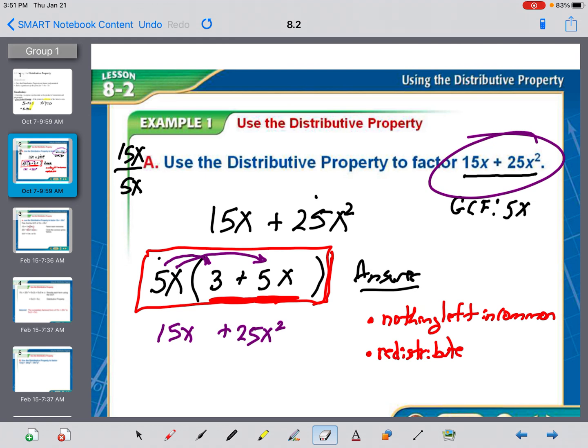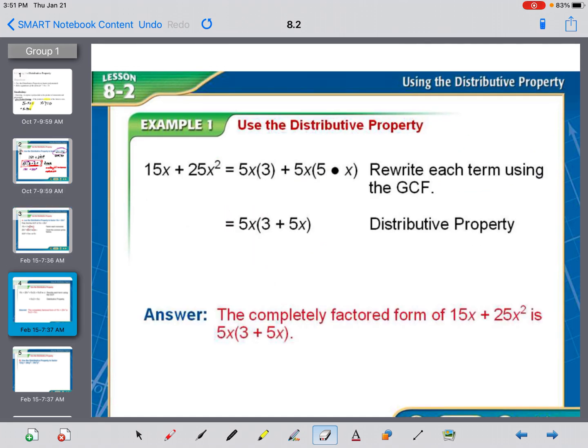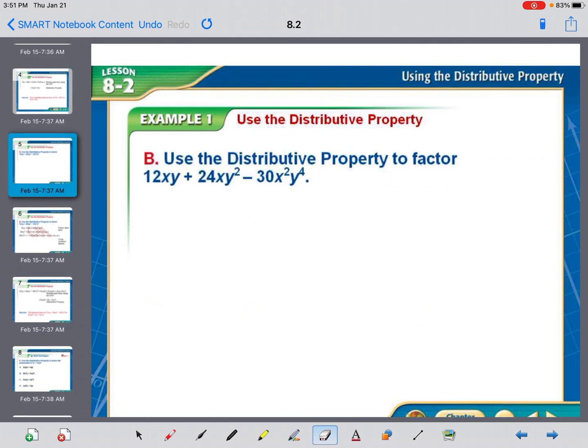So the first thing they did here was find the GCF. It's 5x, right? Remember? Okay. And after they find the GCF, then they undistributed. Now they went through this kind of, don't look at that, okay? But they undistributed that, and that's what they got. And so this is the completely factored form.